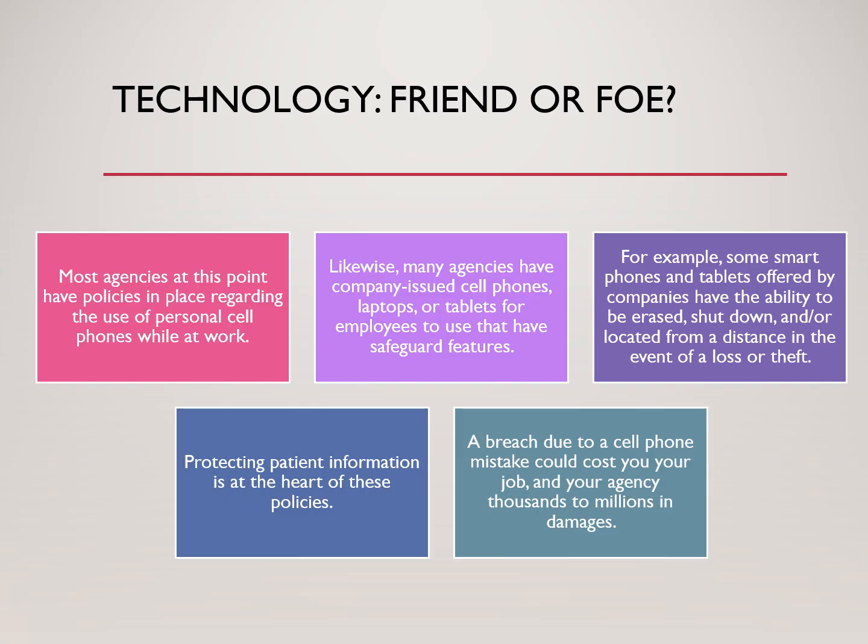Most agencies at this point have policies in place regarding the use of personal cell phones while at work. Likewise, many agencies have company-issued cell phones, laptops, or tablets for employees to use that have safeguard features. For example, some smartphones and tablets offered by companies have the ability to be erased, shut down, and/or located from a distance in the event of a loss or theft. Protecting patient information is at the heart of these policies. A breach due to a cell phone mistake could cost you your job and your agency thousands to millions in damages.